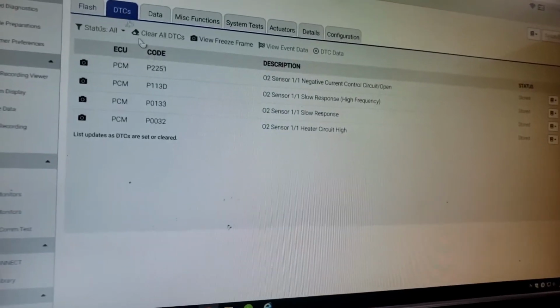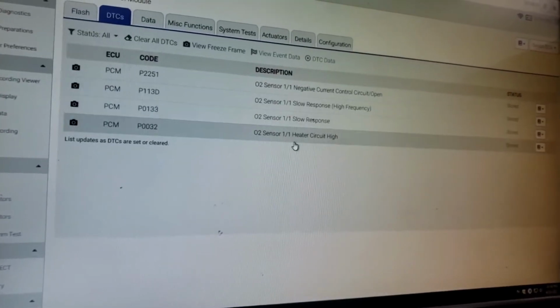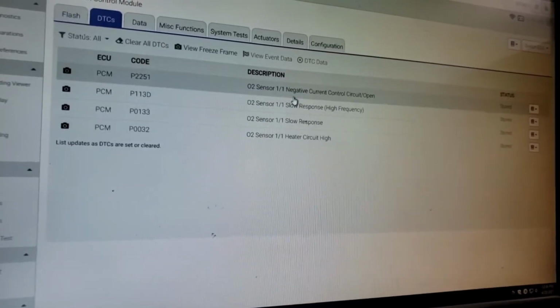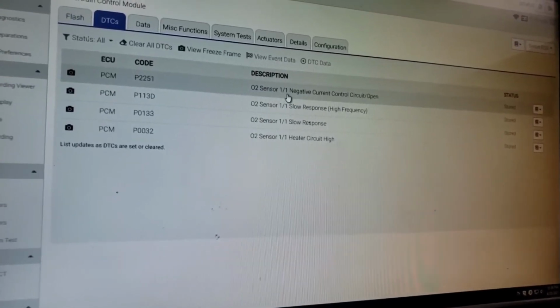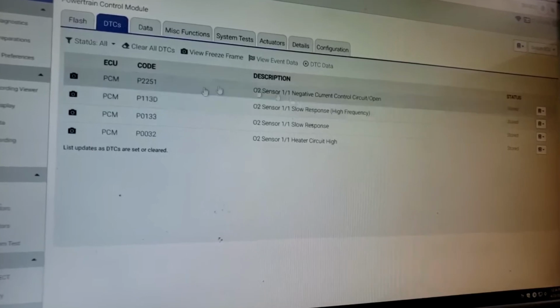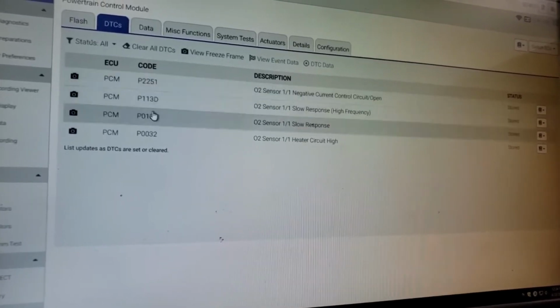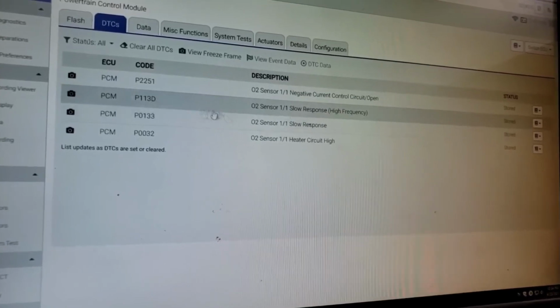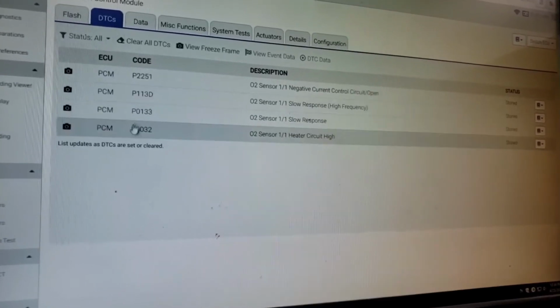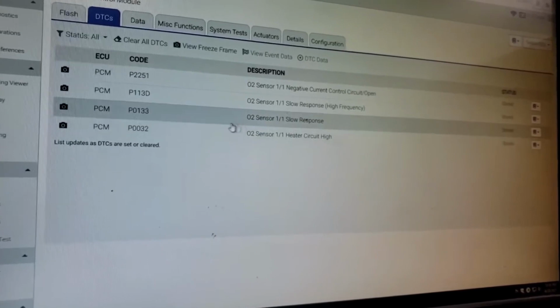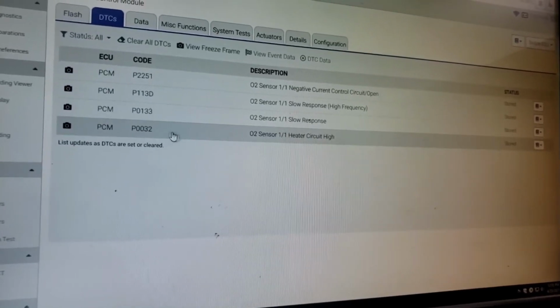Alright, let's go to the DTCs. Whoa, a bunch of O2 sensor codes, and they're all 1-1, which means they're upstream. There's a problem with the upstream O2 sensor. P2251, O2 negative current, whoa. P113D, O2 slow response, P0133, O2 sensor slow response, P0032, O2 sensor heater.